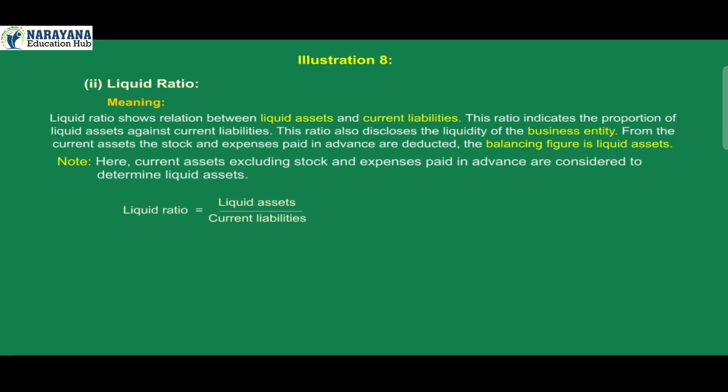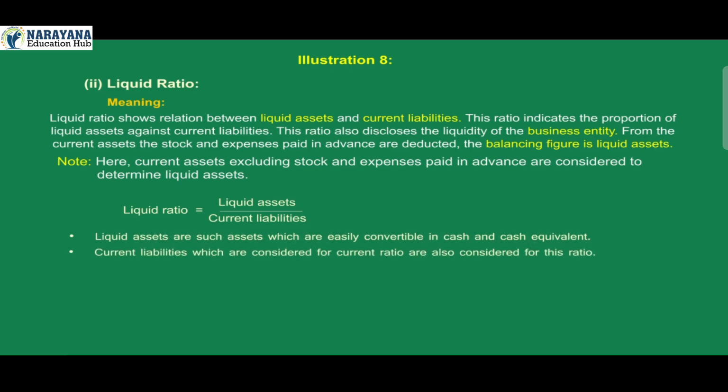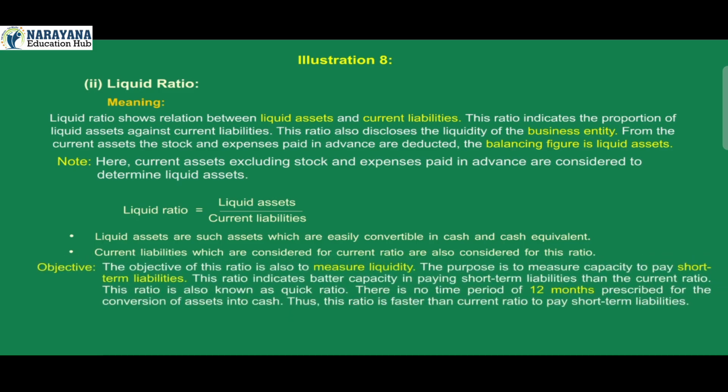Formula: liquid ratio is equal to liquid assets divided by current liabilities. Liquid assets are such assets which are easily convertible into cash and cash equivalent. Current liabilities, which are considered for current ratio, are also considered for this ratio. Objective: the objective of this ratio is also to measure liquidity. The purpose is to measure capacity to pay short-term liabilities. This ratio indicates better capacity in paying short-term liabilities than the current ratio. This ratio is also known as quick ratio.